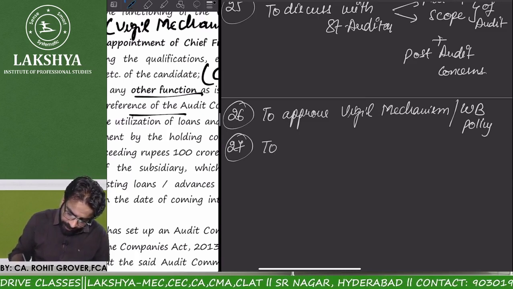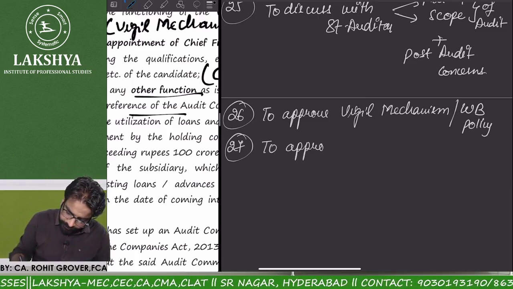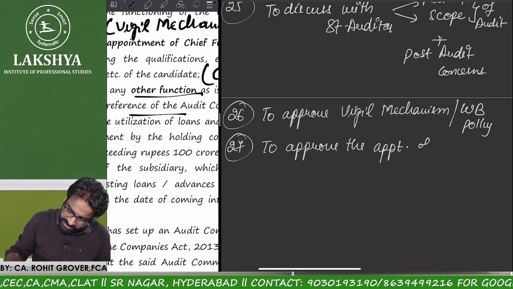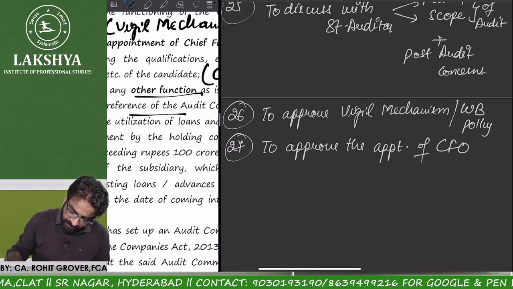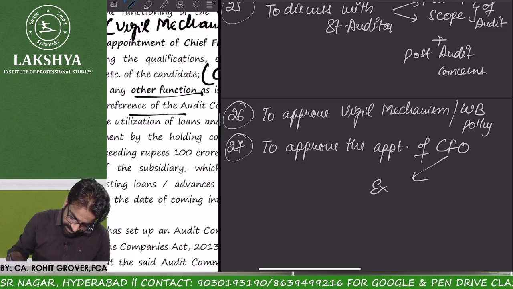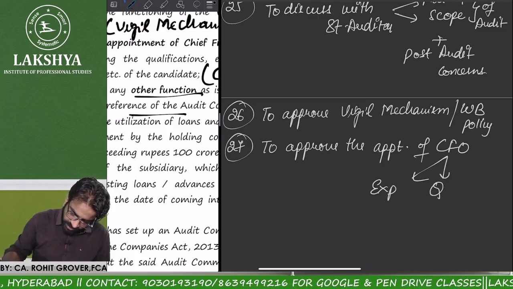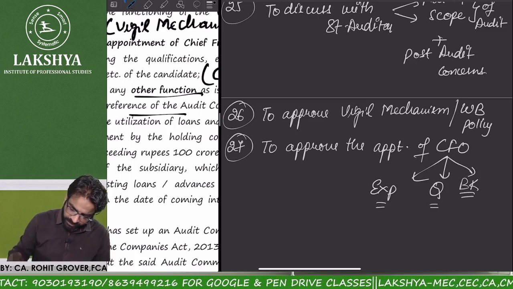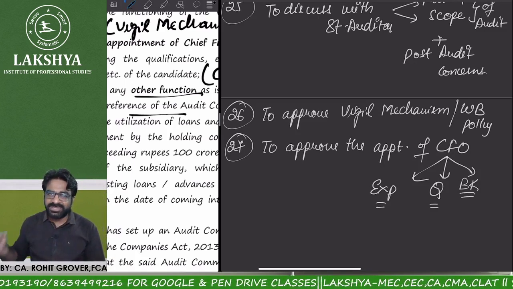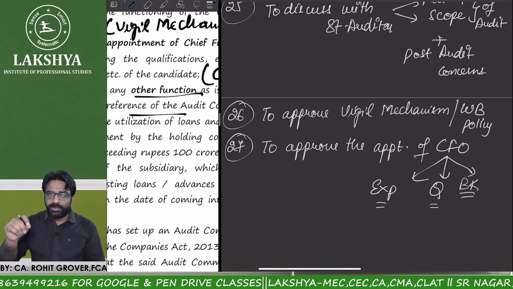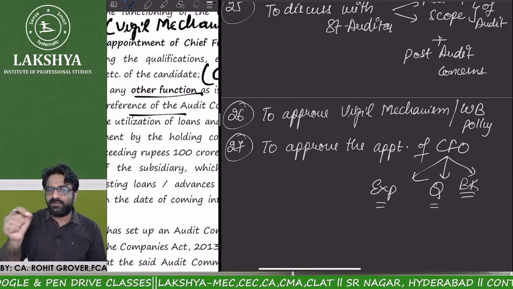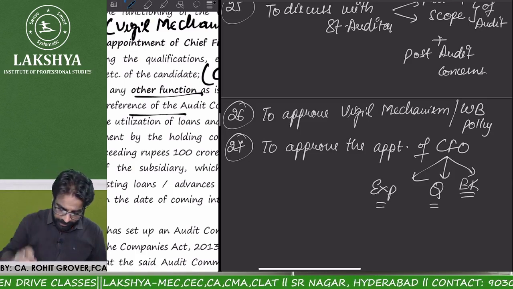Point number, to approve the appointment of CFO, Chief Financial Officer, on the basis of his experience, on the basis of his qualification, on the basis of his background. Are you getting the point? So this is going to be approved by the audit committee, whether this CFO deserves to be the CFO of the company or not. Right everyone?